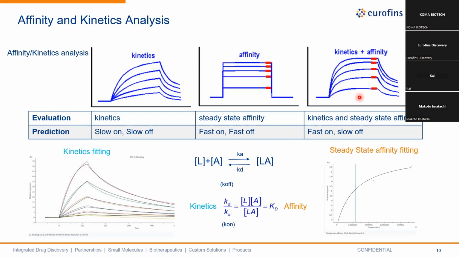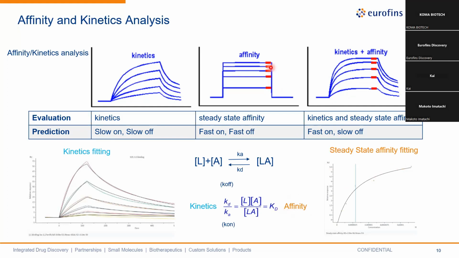Alternatively, if your sensorgram looks like these two kinds of sensorgram, which are fast on and fast off, or maybe a little bit of fast on and then slow off, you can see a steady state part where the signal stays constant. Then you can take this value and plot the steady state affinity fitting, and then you can obtain the KD, which is half of the maximum binding. So you can get the KD using the steady state affinity fitting.